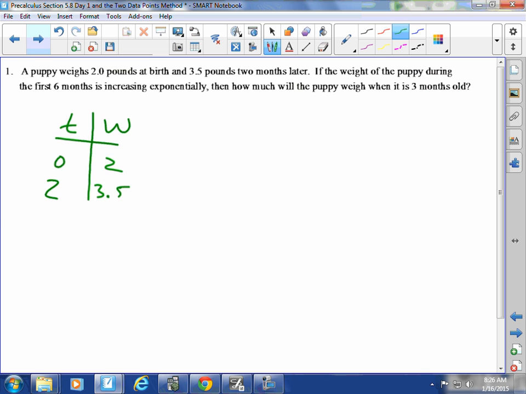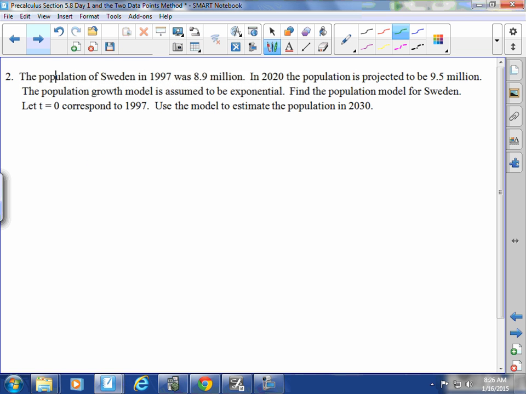Let's go to the next one. Population in Sweden in 1997 was 8.9 million. 2020, the population is projected to be 9.5 million. Population is assumed to be exponential. Find the population model for Sweden, letting time 0 represent 1997. So my initial population is 8.9 million. What's the second data point? 23 and 9.5.